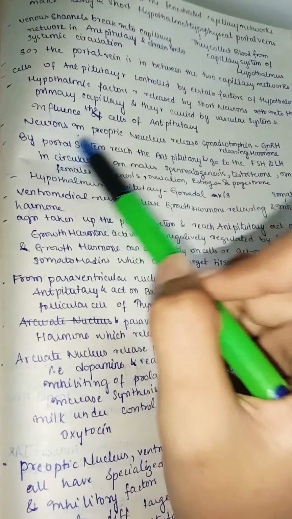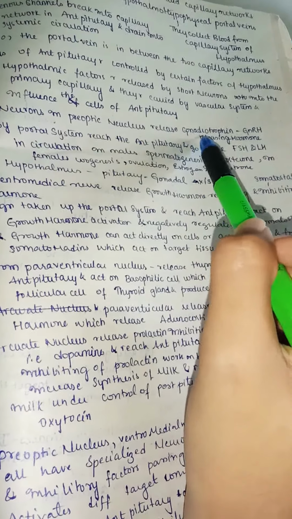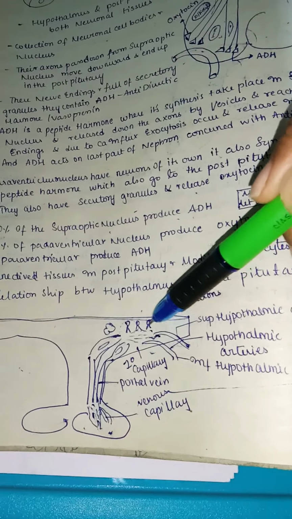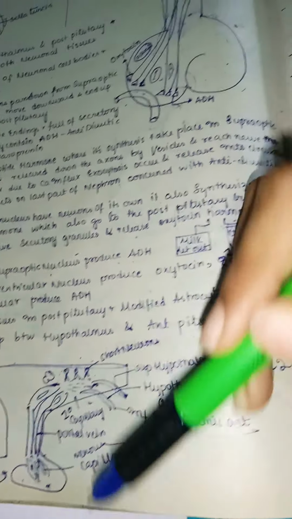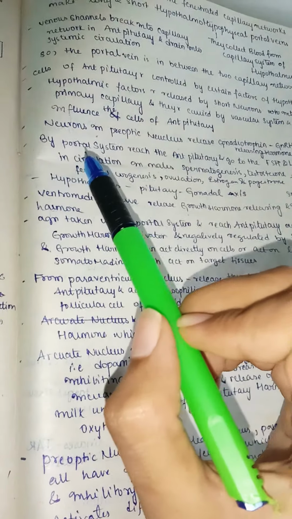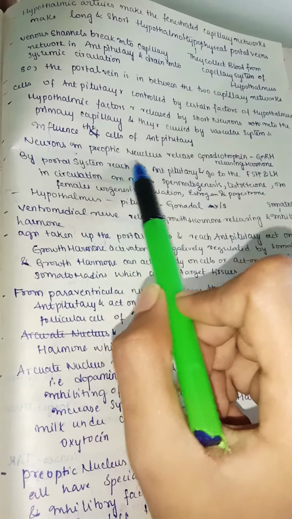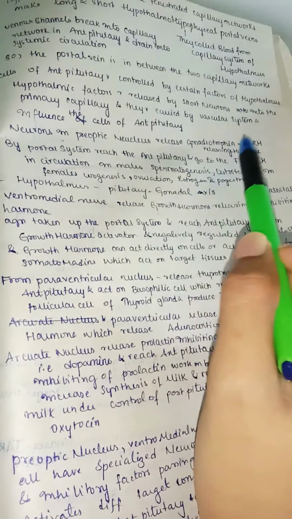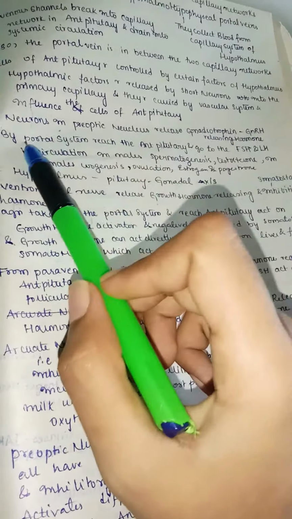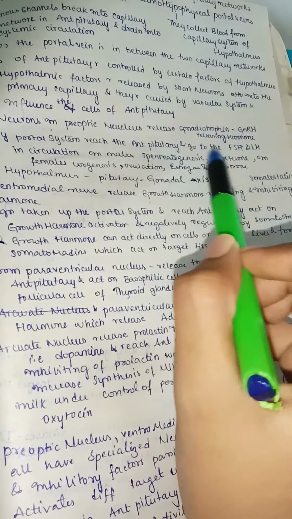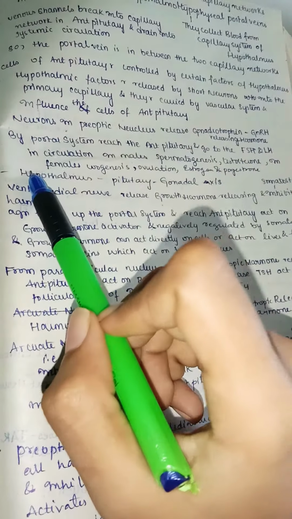So neurons mainly in the preoptic nucleus release the gonadotropin releasing hormone. Remember, we have already discussed in posterior pituitary the supraoptic nucleus and paraventricular nucleus. But coming to anterior pituitary, mainly we have the preoptic nucleus. That preoptic nucleus will send all the information to the anterior pituitary. So here you can see short neurons of the preoptic nucleus release GnRH, that is gonadotropin releasing hormone, and by the portal system they reach the anterior pituitary, and later form the FSH and LH in circulation.